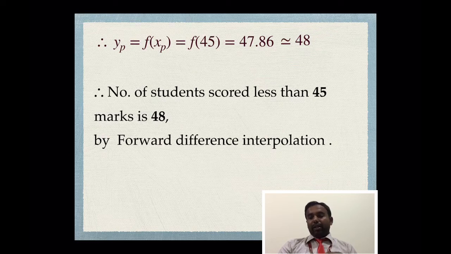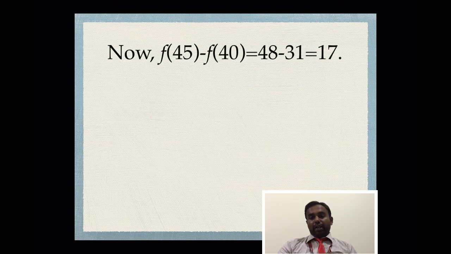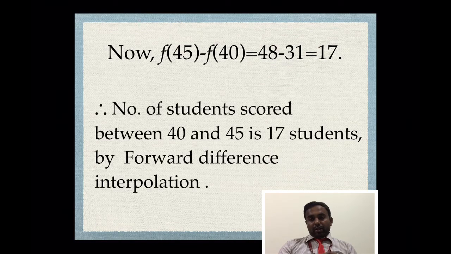So that doesn't end the problem here. Our target is finding the number of students within the range 40 and 45. In the first stage we have found f of 45. So now f of 45 minus f of 40 is, of course, f of 45 is 48, minus 31 students who are below 40. So the difference is 17. So the conclusion is that the number of students who scored between 40 and 45 is 17 by forward difference interpolation.